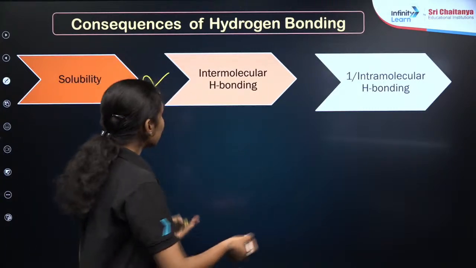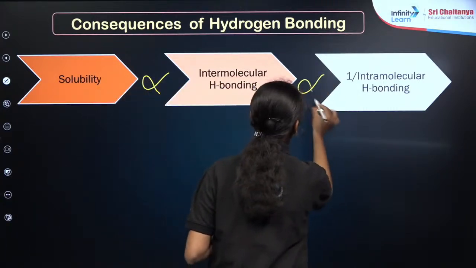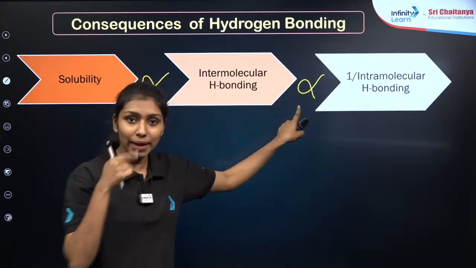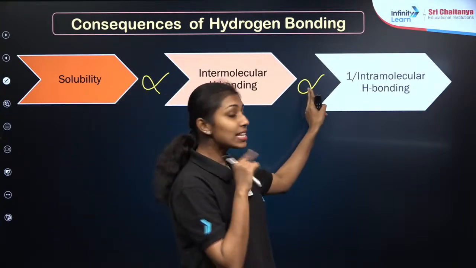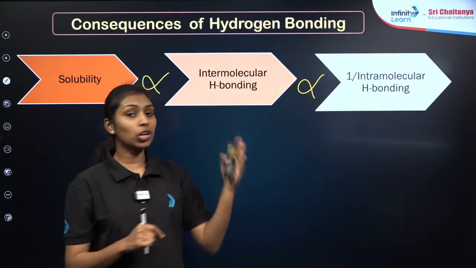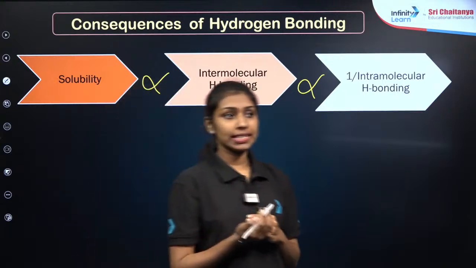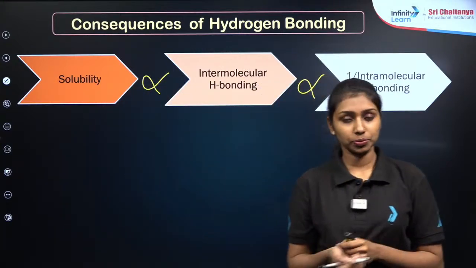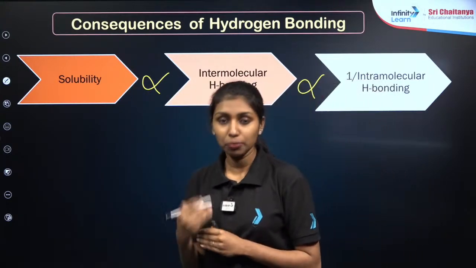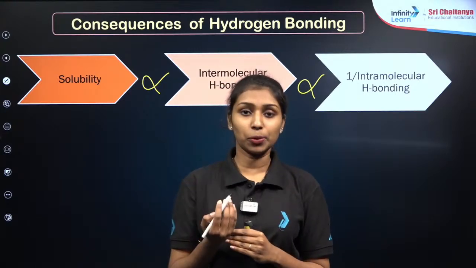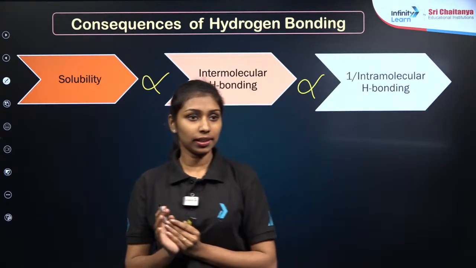Solubility is directly proportional to the intermolecular hydrogen bonding. Just the opposite, it is directly proportional to 1 by intramolecular, otherwise it is inversely proportional to the intramolecular hydrogen bonding. What do you mean by that? Inversely proportional? If any molecule contains intramolecular hydrogen bonding, its solubility will decrease. Clear?